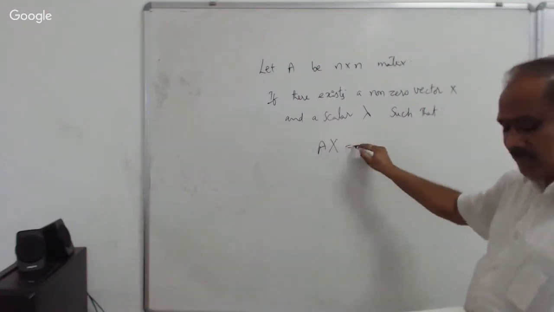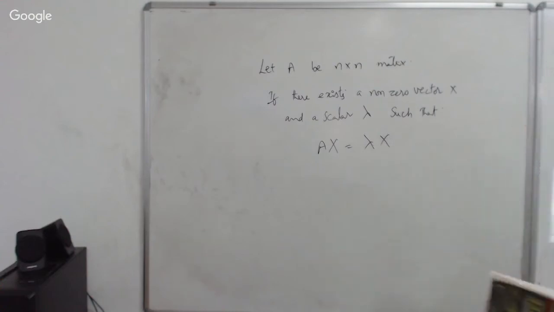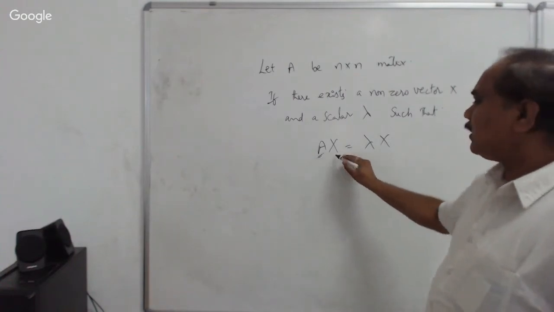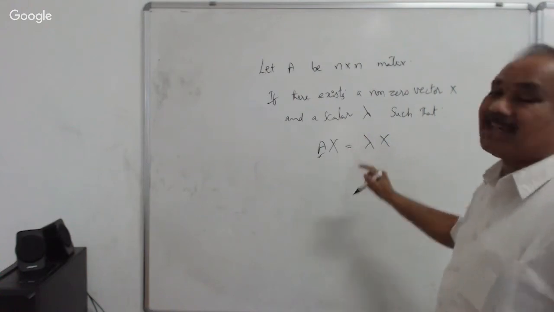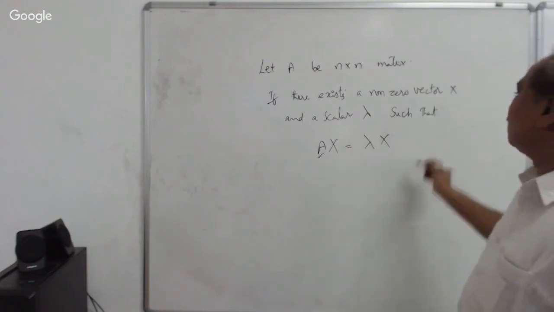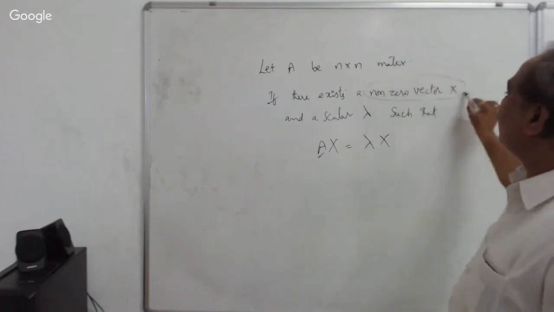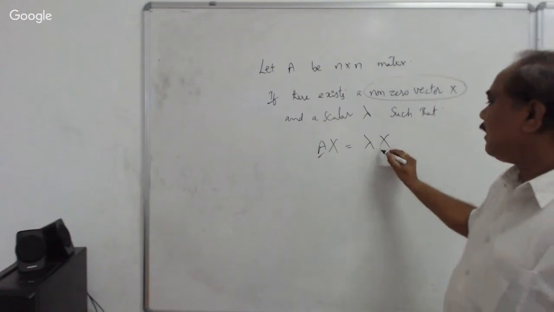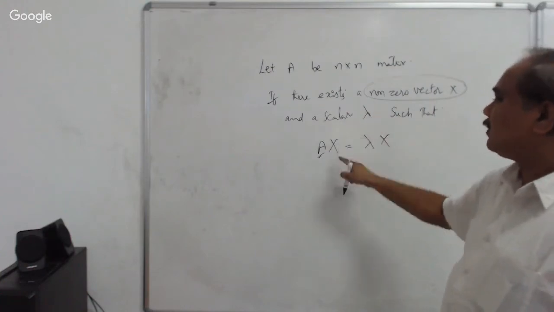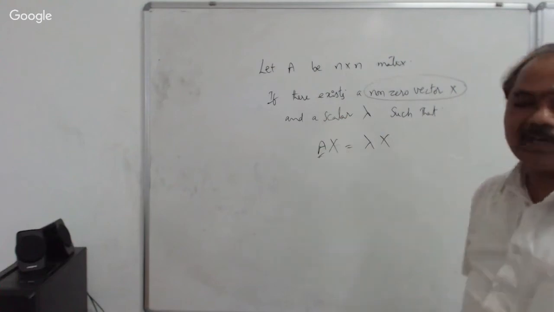A into x equal to lambda into x. Here generally A is a square matrix, x is a variable matrix, and lambda is any scalar quantity. Okay, x is a non-zero vector. That is a matrix, of course, a vector is nothing but a matrix here. And lambda is a scalar quantity. No doubt at all, this equation exists. You can write this equation.